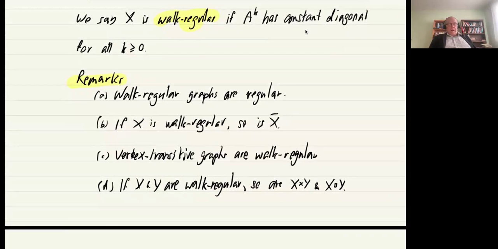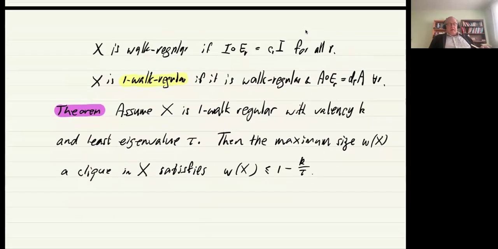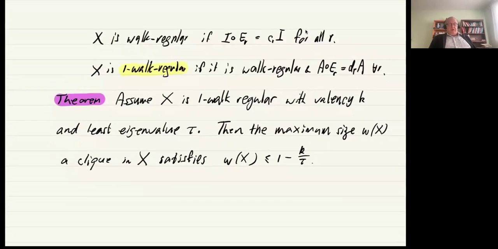Okay. Now, I actually want a somewhat more general term. First, if a graph is walk regular, then the spectral idempotents each have constant diagonal, because they're polynomials in A, and powers of A have constant diagonal. So if a graph is walk regular, the spectral idempotents have constant diagonal, and that's what this says.